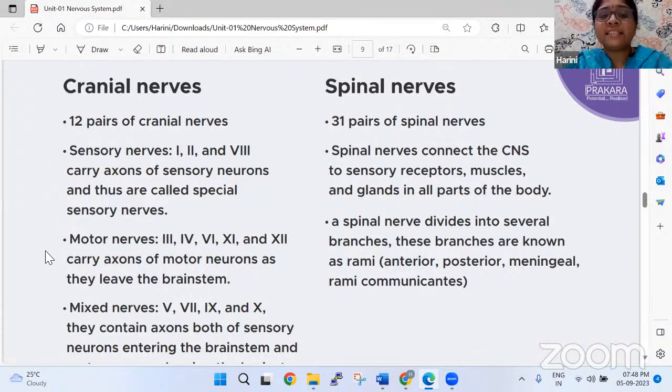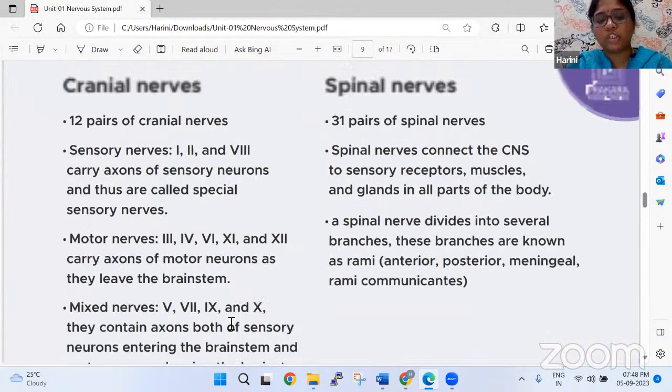The names of the nerves are given based on chronology, based on the region of the brain they come from. So the 1, 2, and 8 nerves are the sensory nerves. Motor nerves are the third, 3, 4, 6, 9, and 12. And the mixed nerves are 5, 7, 9, and 10. That means they can carry both sensory and motor information.